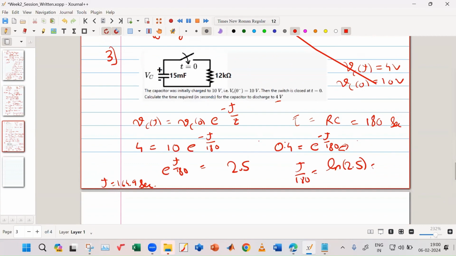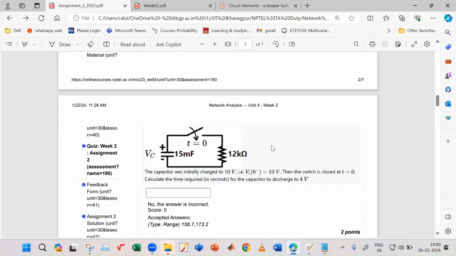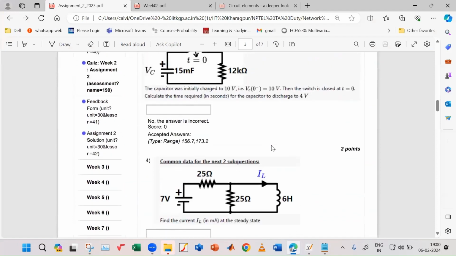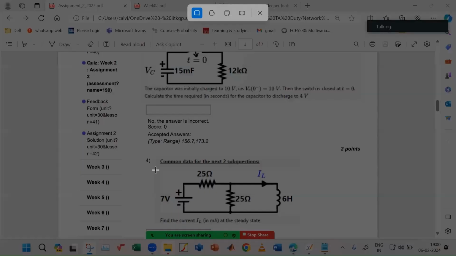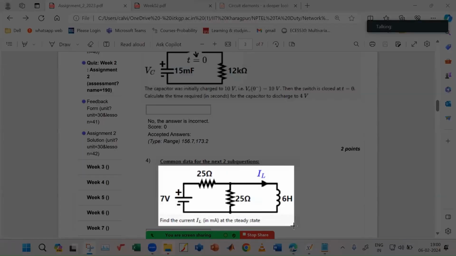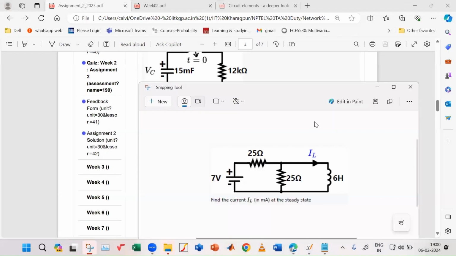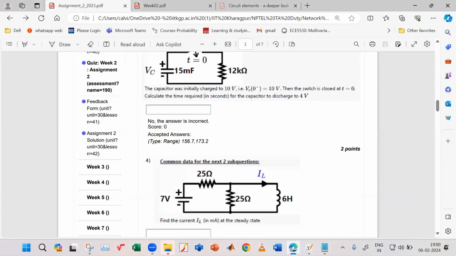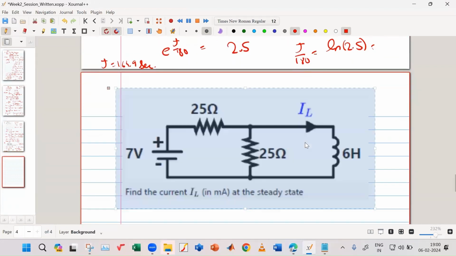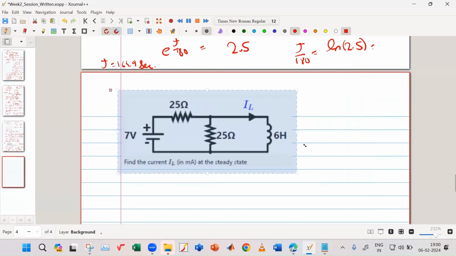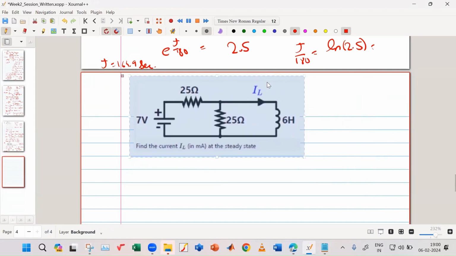So you have solved this one. We'll go to the next one. We are in question number 4.